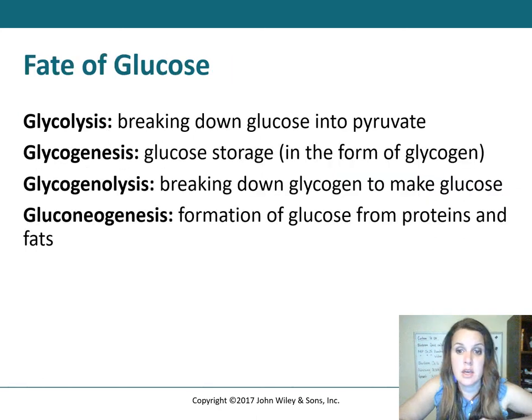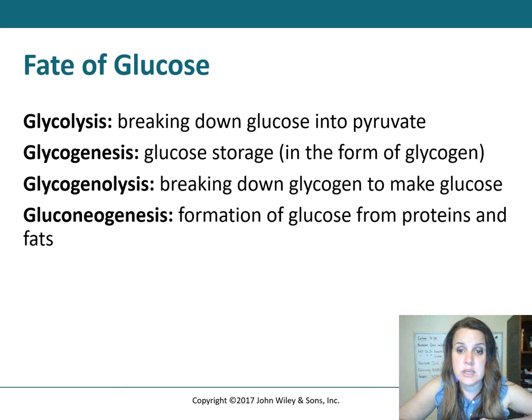There are four processes that involve glucose that I want you to know that sound very similar, so let's discuss each one. Glycolysis is breaking down glucose into pyruvate. Glycogenesis is actually going to be glucose storage in the form of glycogen.